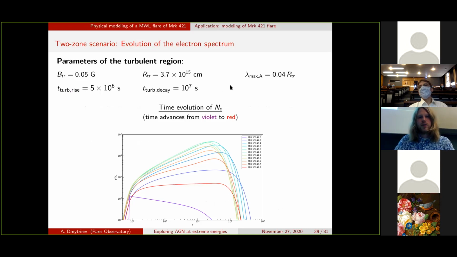These are the parameters of the turbulent zone. The magnetic field is similar to the one in the steady emitting region. The size is an order of magnitude smaller. And this is the time evolution of the electron spectrum, which proceeds from violet curves to the red ones. You can clearly see the spectral hardening around the peak, and then the spectral softening, and also the high energy cutoff is extending.